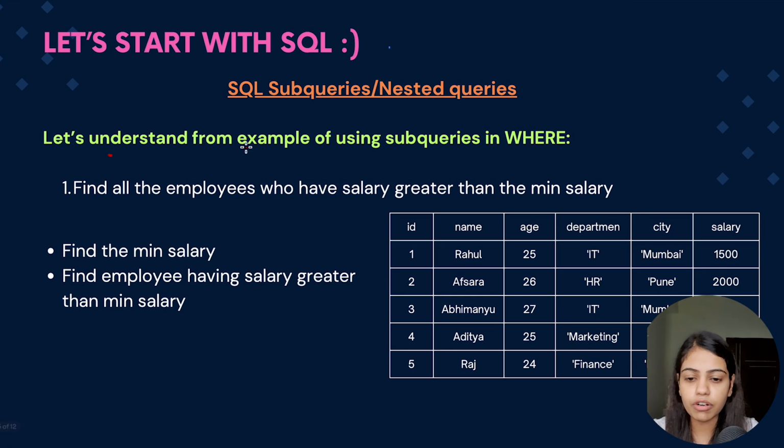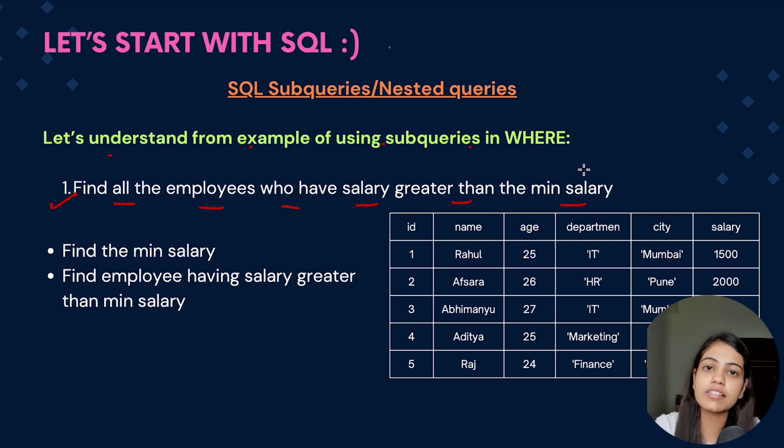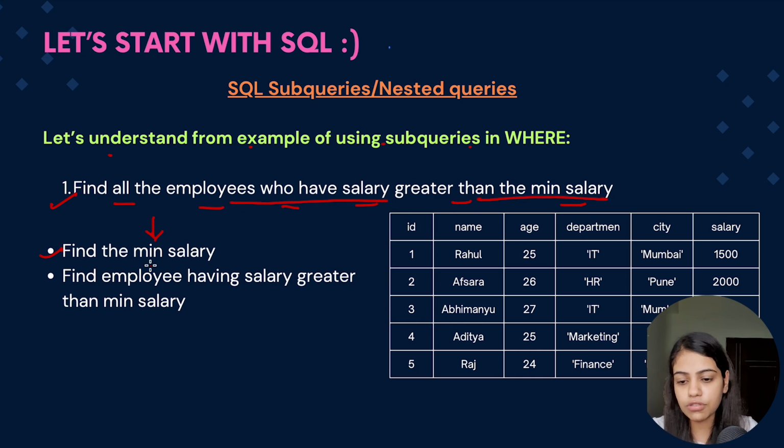Now let's understand from an example how we can use subqueries in the where clause. The very first problem statement is: find all the employees who have salary greater than the minimum salary. So we have to find all the employees who have a salary greater than the minimum salary present in our table. We have to break the problem into two steps. First, we have to find the minimum salary, and then we have to find all the employees having salary greater than the minimum salary.